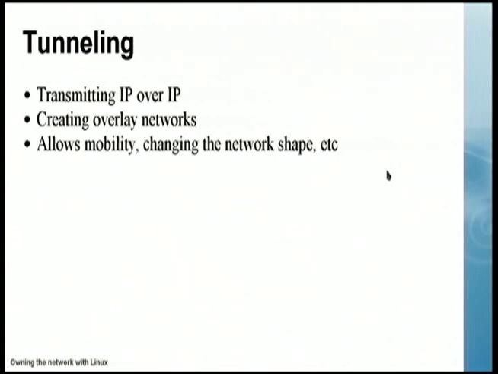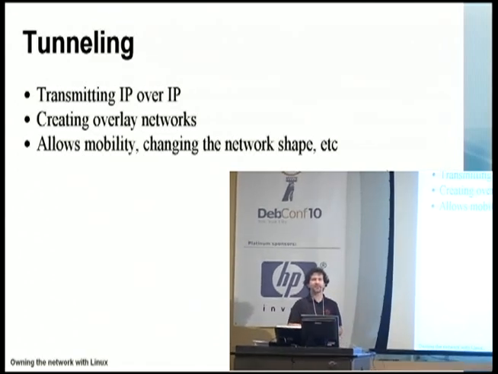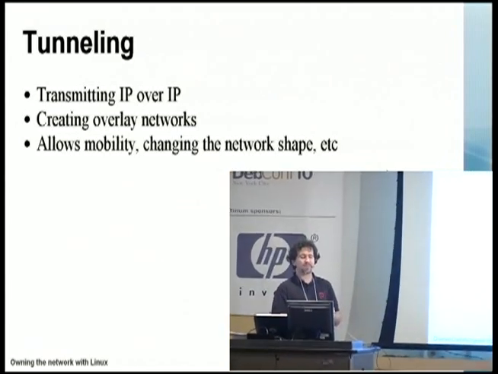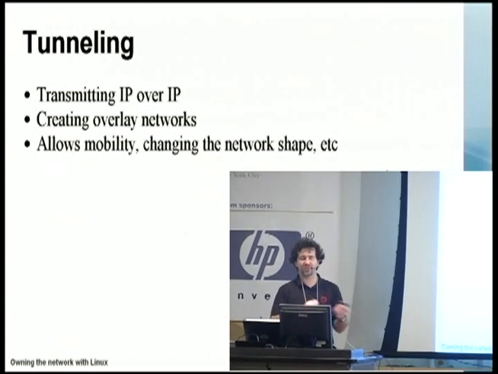And basically, we can change the shape of a network. So for example, if we have a rack, and we only have in that rack as many IPs as the machines we have in that rack, we can use this to add IPs to the rack and tunnel the traffic that we need, so add virtual machines where there was no space for them. So yeah, we can use it for mobility.